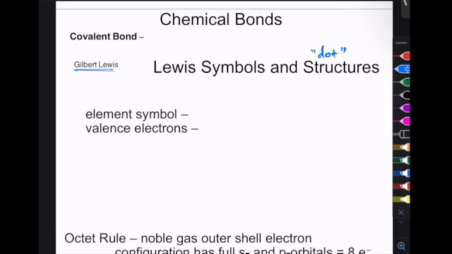And it's really a way to represent atoms and molecules. So the symbols are a way to model the valence electrons in atoms, and the structures are a way to model the valence electrons in compounds, in covalently bonded compounds.